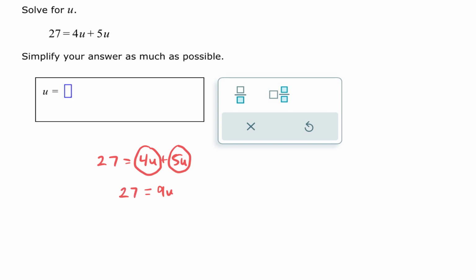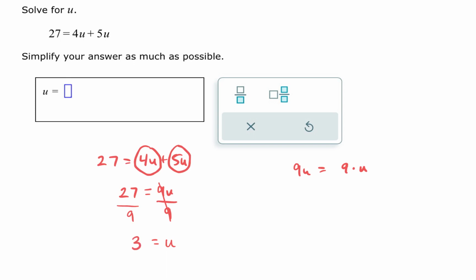So we're trying to get our variable by itself. 9u is the same thing as 9 times u. So to get the u by itself, we are going to do the opposite of multiplying by 9, which is dividing by 9. When I divide by 9 on the right side, I must divide by the same thing on the left-hand side to keep the equation balanced. Now I can go ahead and do that division. 9 divided by 9 is equal to 1. And I'm just going to write u instead of 1u. So u equals 27 divided by 9, which equals 3.